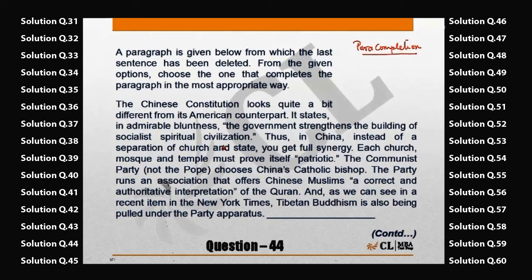Okay, this will be my approach. One is, whoever has written this passage must also write this last sentence. Therefore, there should not be any change in style of writing or tone. Second of all, whatever is the idea that he wants to communicate, there should not be any disconnect. It has to be smooth following ideation.